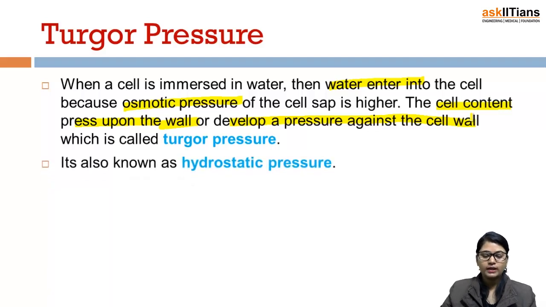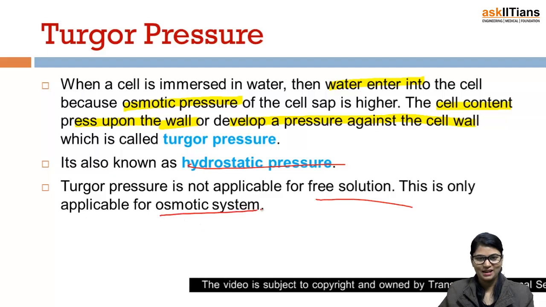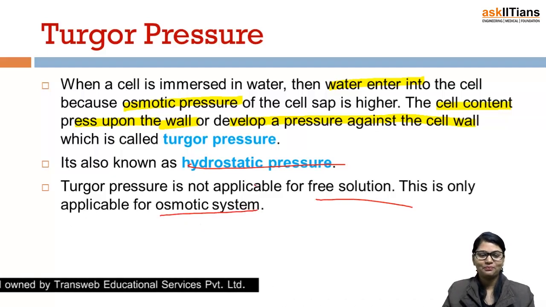Turgor pressure is also known as hydrostatic pressure. Turgor pressure is not applicable for a free solution, it is only for the osmotic system. So keep it in your mind that it is only for the osmotic system.